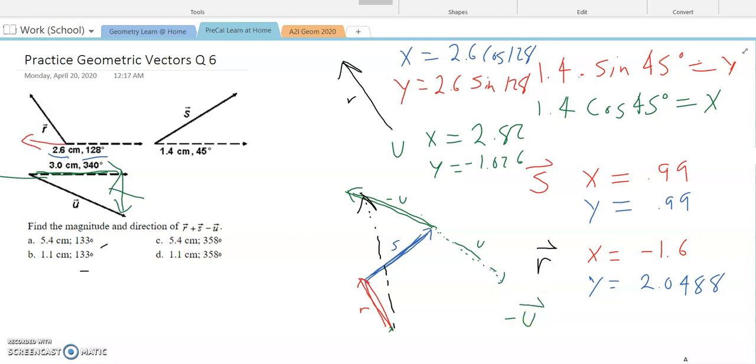When I subtract u, the x value will be negative 2.82, and the y value will end up being 1.026. So now, well, we ran out of time.